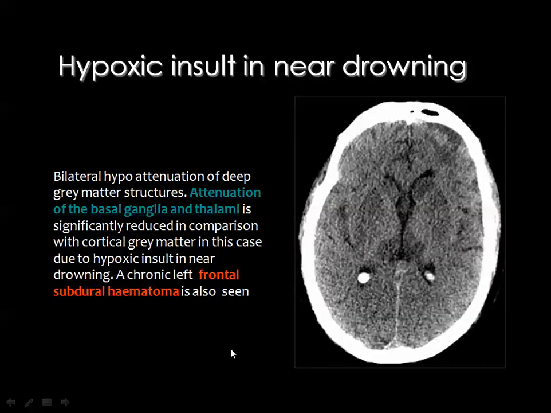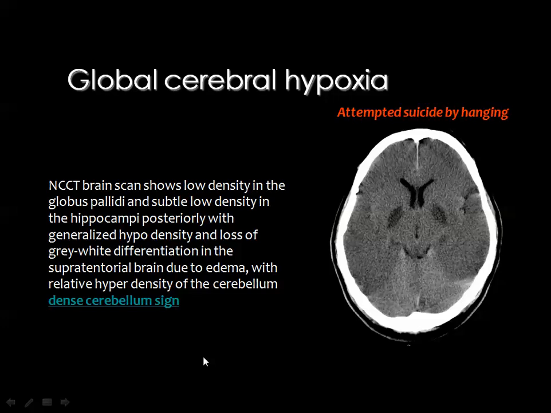And this is also an example of a near drowning insult with more or less selective involvement of the basal ganglia. You see the head of the caudate nucleus is hypodense, the lentiform nucleus, and the thalamus. Also, you can see some small frontal chronic subdural hematoma. And this is a patient who attempted suicide by hanging.